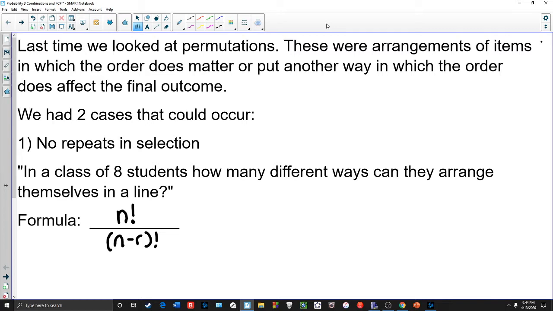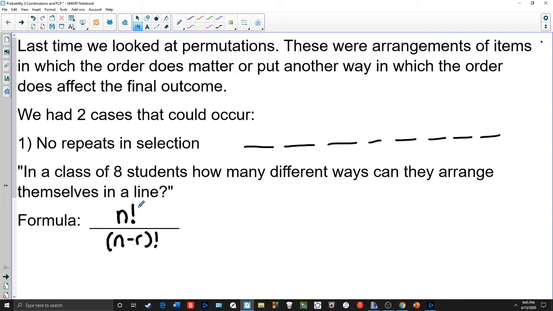One where you have no repeats in your selection. So in a class of 8 students, how many ways can they arrange themselves in a line? You have 8 students, hopefully all unique, not clones of each other, and you want to arrange them into a line, assuming you're going to use all 8 students, because that's the implication here. So you have 8 spots in a line, 1, 2, 3, 4, 5, 6, 7, 8, and we want to figure out how many different ways we can put these 8 students in these 8 spots to make that line.